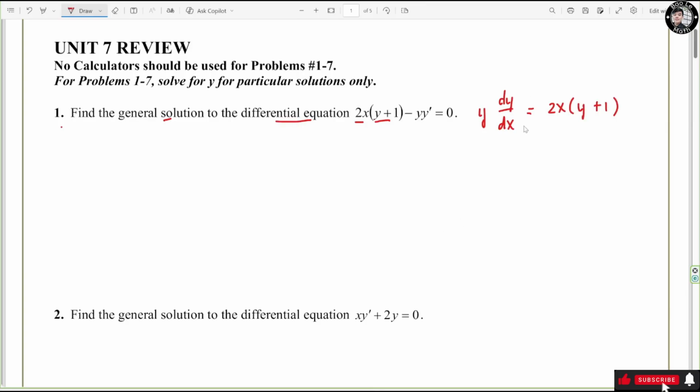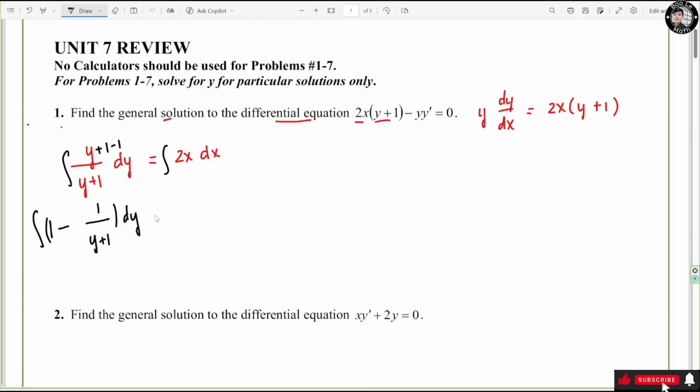Now we're going to separate the variables. We multiply both sides by dx and divide both sides by y plus 1. Then we're going to integrate both sides. For the left hand side, we can do long division, or you can literally add 1 and subtract 1. So you can separate this one: y plus 1 over y plus 1 is going to be 1 minus 1 over y plus 1.